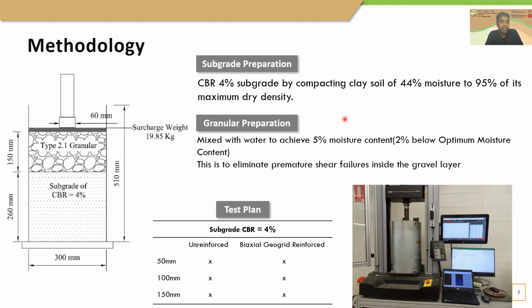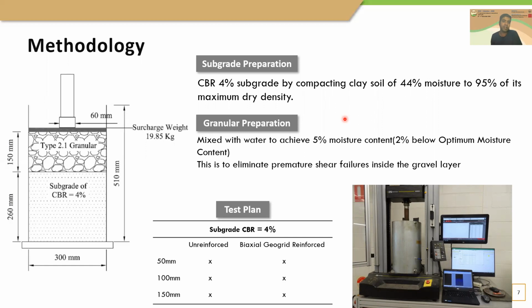And also we prepare the granular by mixing with water to achieve 5% moisture content, which is 2% below the optimum moisture content. With that, we try to eliminate the premature shear failure. So we keep the moisture 2% below the optimum level. And this is the test plan.